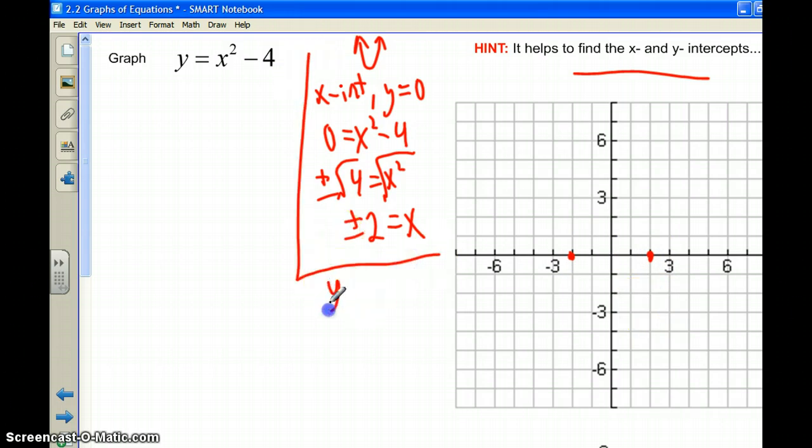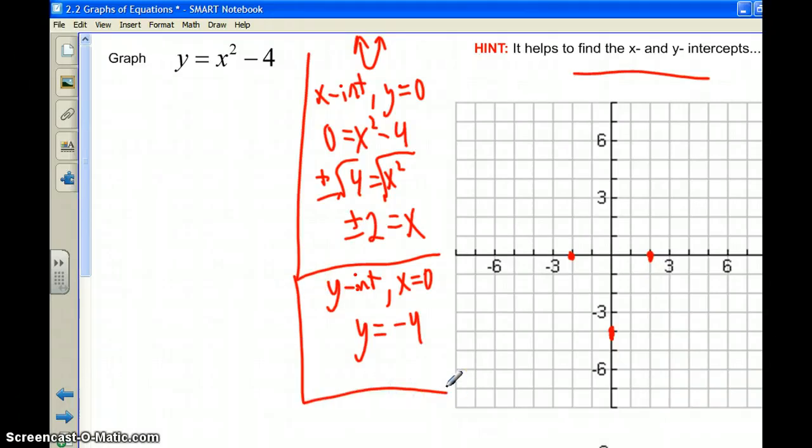Okay, let's find the y-intercept. To find the y-intercept, you plug in x equals 0. And when you do that, you get y equals 0 minus 4, y equals -4. So I've got a point down there. And okay, I probably know kind of what this graph's going to look like. I think it's going to go something like this. Like this is going to be a parabola.